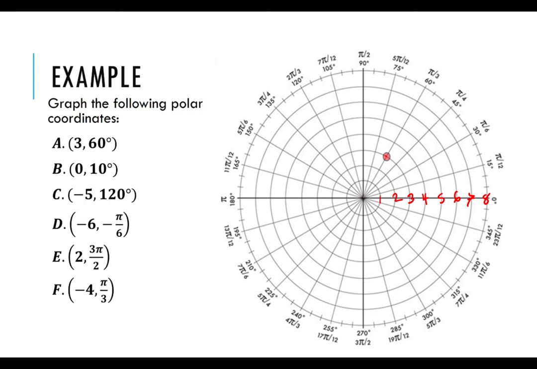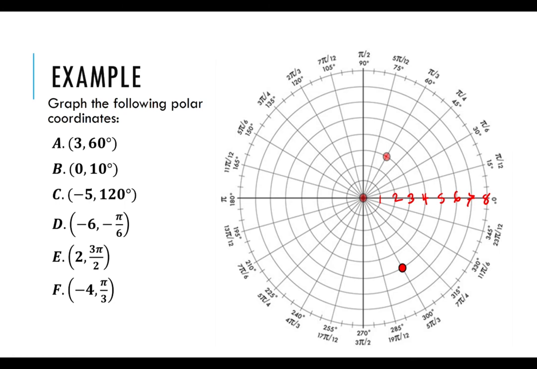Radius of 0 with a rotation of 10, well, if we go nowhere from the pole, then we're going to end up on the pole. Then negative 5, 120 degrees, so go out to negative 5. 1, 2, 3, 4, 5. Then go a rotation of 120 degrees, so we end up right here. There we are. There's our 120 degree rotation.